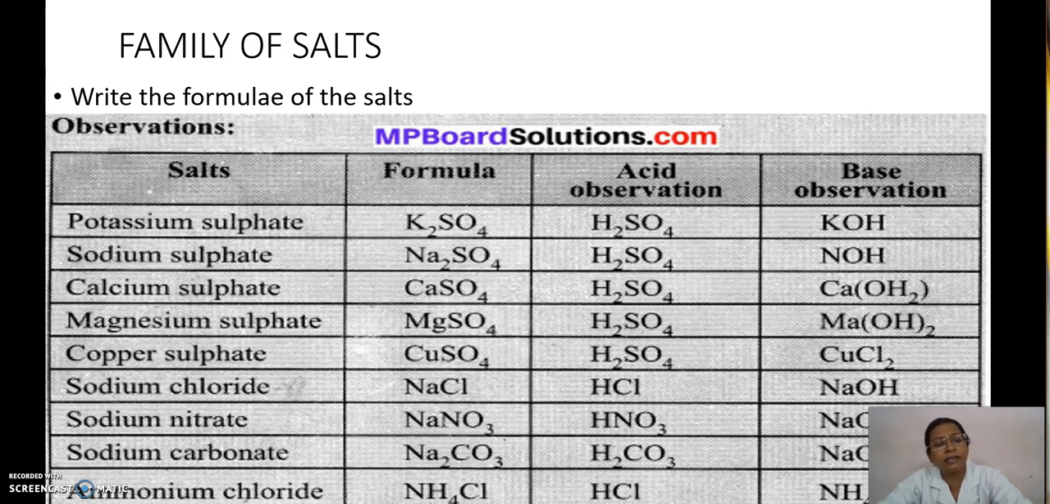And the next is calcium sulfate. Formula CaSO4. Here also the acid used is sulfuric acid and the base is calcium hydroxide. Then magnesium sulfate. The formula is MgSO4 and the acid used is sulfuric acid and the base is magnesium hydroxide. The correct formula is MgOH.